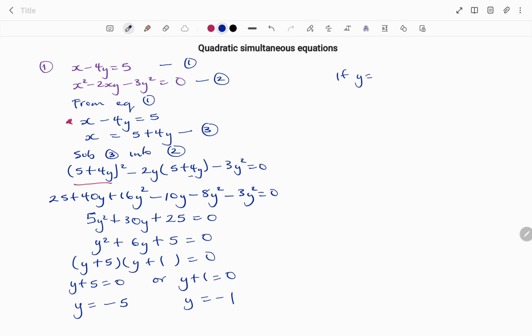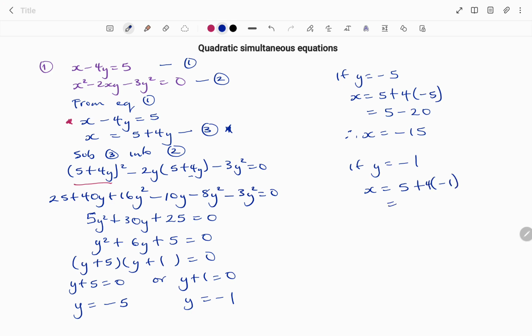So if y equals minus 5, my x is equal to 5 plus, I'm using the third equation, 4 in bracket minus 5. That will be 5 minus 20. Therefore, my x is minus 15. And for the second corresponding value of x, if y equals minus 1, I'm going to use the same third equation, 5 plus 4y, 4 in bracket minus 1, that'll be 5 minus 4, therefore my x is 1. Let's look at one more example.